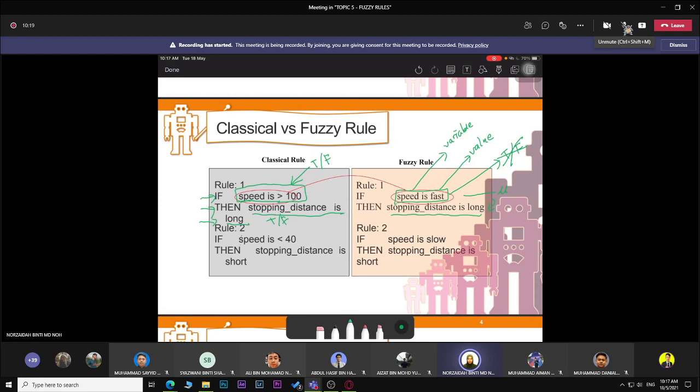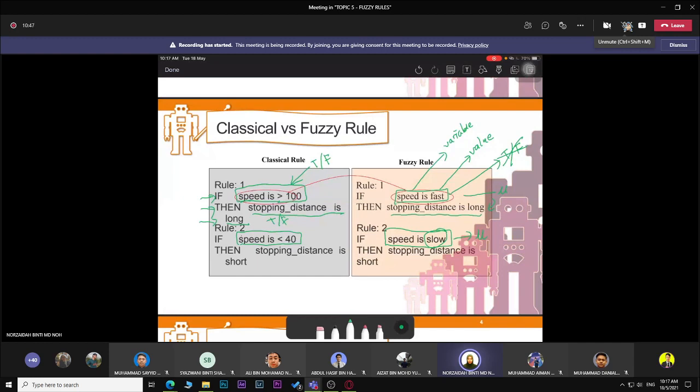Okay, the same applies to rule 2. If speed is less than 40, yang ni pun value dia akan jadi true or false je lah. Dia tak ada degree of membership pun. Either it is more or less. And then the stopping distance is short. But when we are going to develop a fuzzy rule, it must be in terms of linguistic values. So the speed is slow. So dekat sini dia punya value is some degree of membership, not a true or false value.